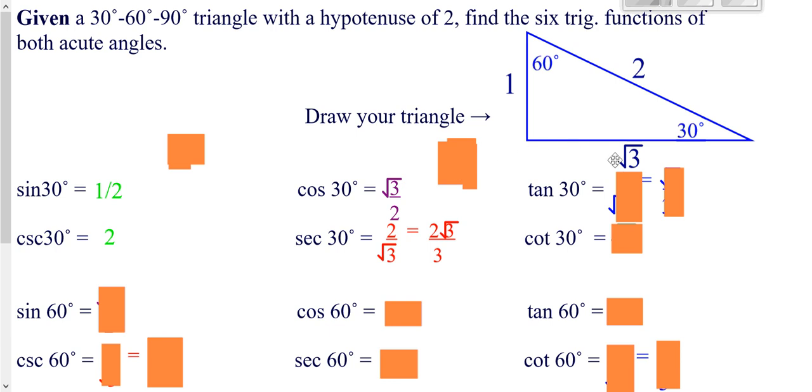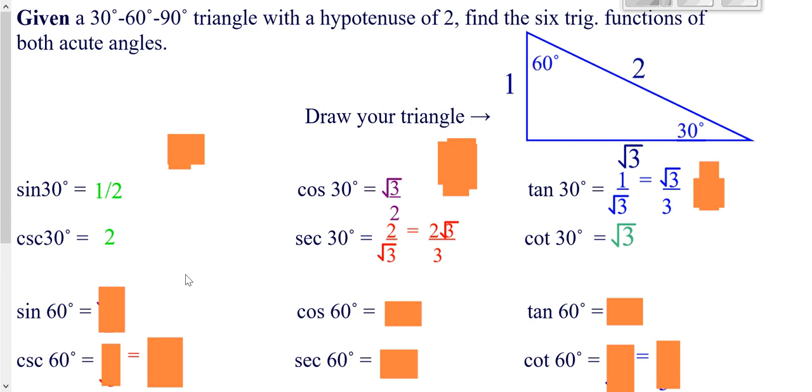Then we have our tangent, which would be using Sohcahtoa. Tangent is opposite of 30, which is 1 over our adjacent, which is root 3. Then we'd want to multiply top and bottom both by root 3 over root 3 to get the root out of the bottom. And then when we're looking at the reciprocal function, I'm going to choose to flip the first fraction so I don't have a root in the bottom.